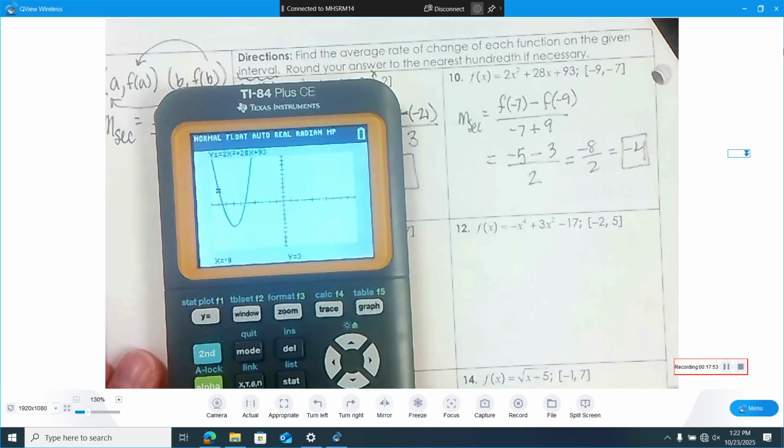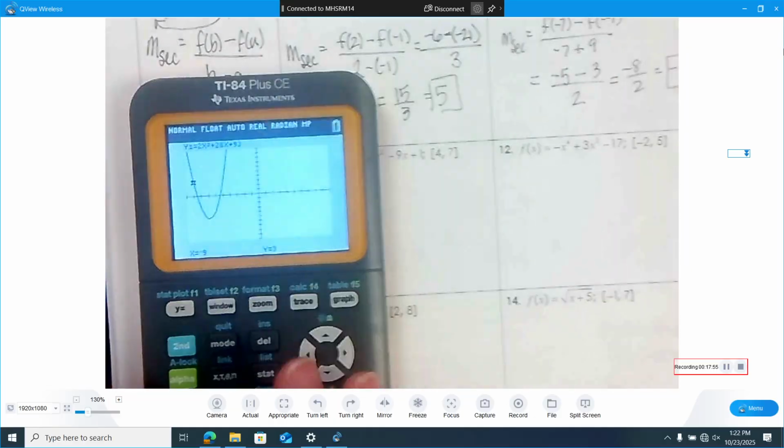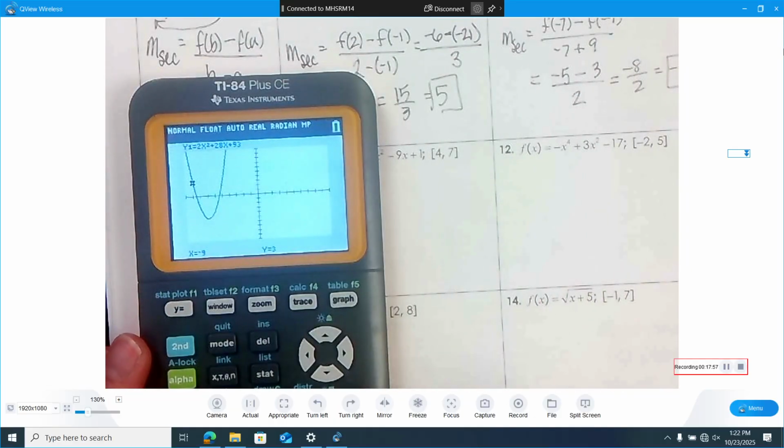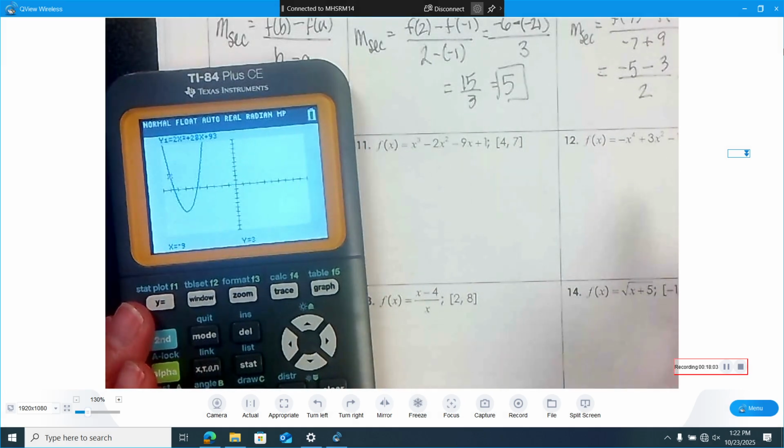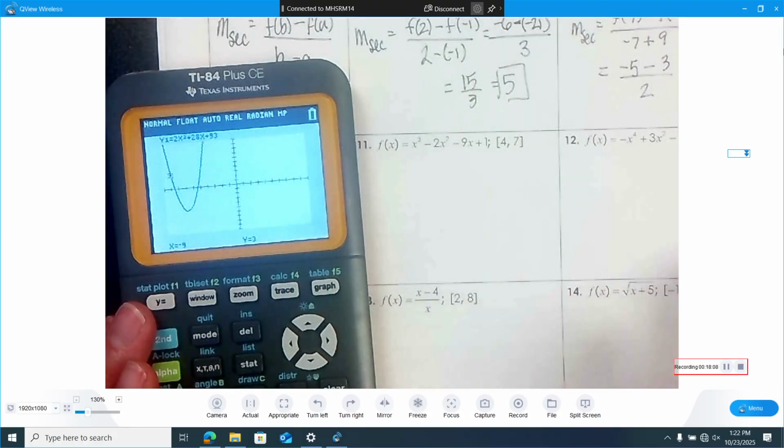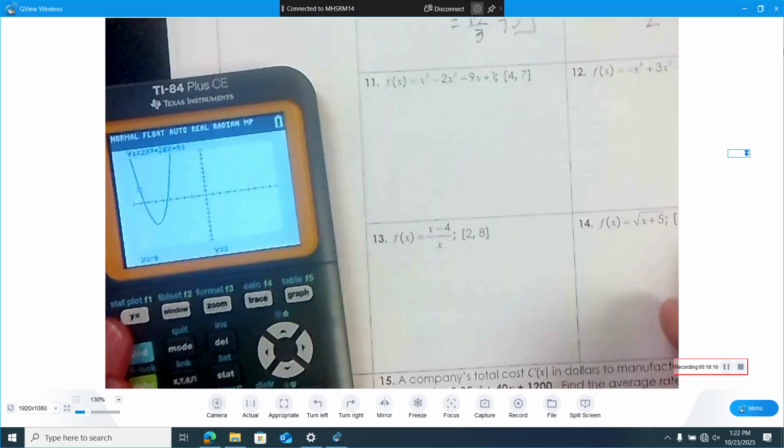Now, there is an issue. It won't work for numbers outside negative 10 to 10. You'd have to change your window. Okay, let's try something a little more harder, like number 13 and 14.